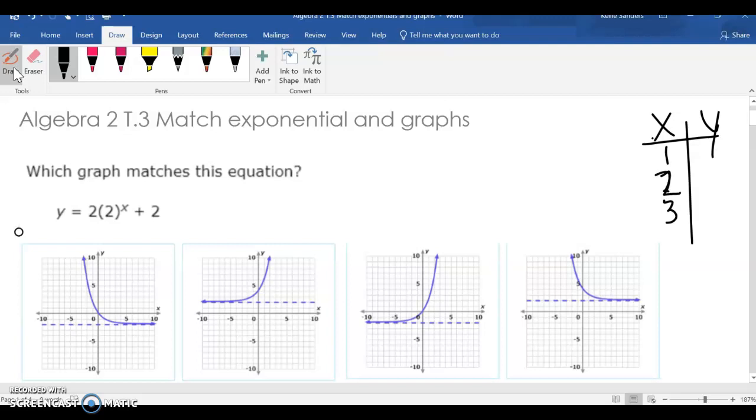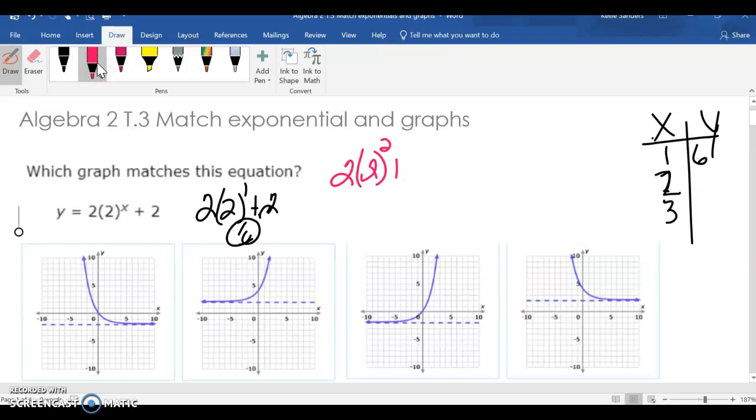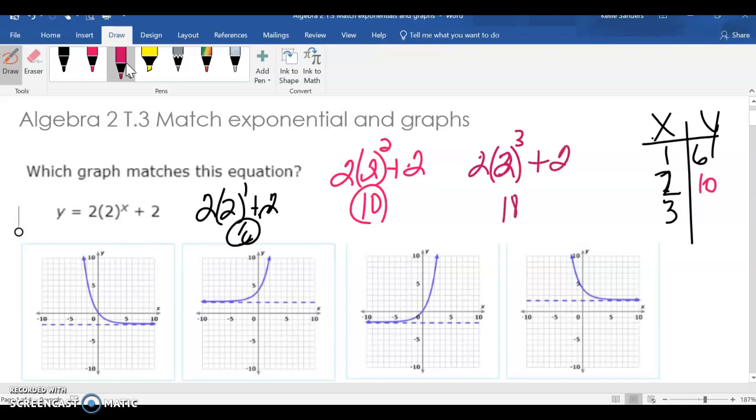so that would be 2 times 2 to the 1 plus 2, 4, that would be 6. So when we put 1 in, we get a 6. 2 times 2 to the 2 plus 2, 4, 8, we get 10. 2 times 2 to the 3rd plus 2, 16, 18.